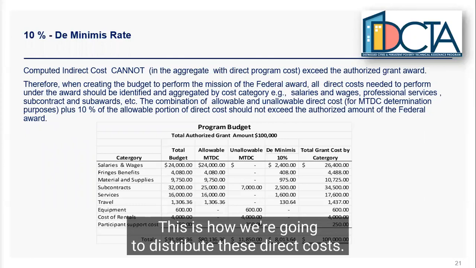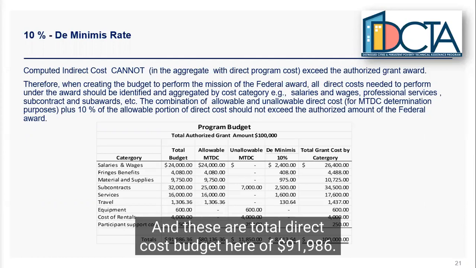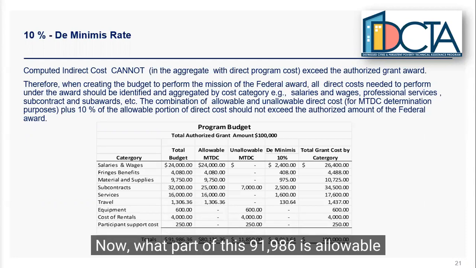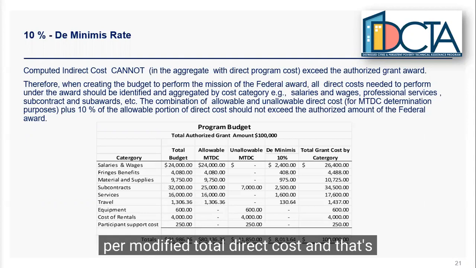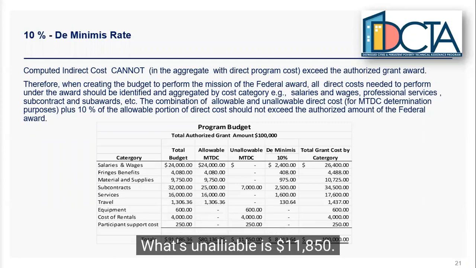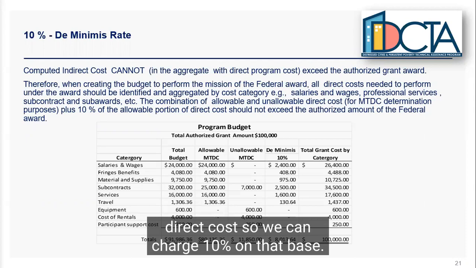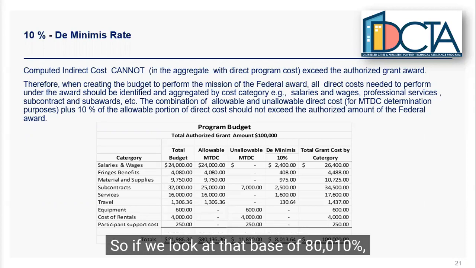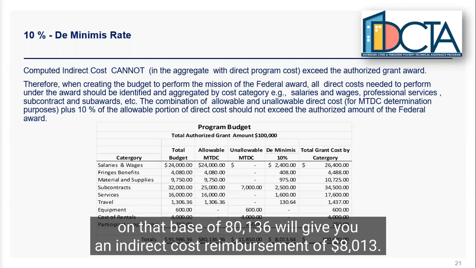This is how we're going to distribute these direct costs. Our total direct cost budget here is $91,986. Now, what part of this $91,986 is allowable per modified total direct cost? That's $80,136.36. What's unallowable is $11,850. So we identified that $80,000 meets the criteria for modified total direct cost, so we can charge 10% on that base. 10% on that base of $80,136 gives you an indirect cost reimbursement of $8,013.